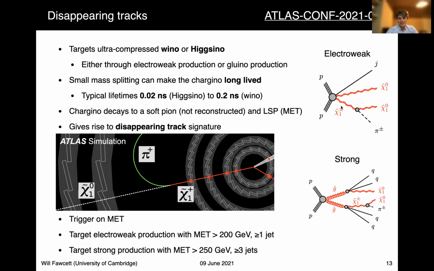This can lead to the case where the chargino is stable enough to traverse a few layers of the ATLAS inner detector before decaying into a soft pion and a neutralino. The soft pion has too little momentum to be reconstructed by ATLAS, and so this gives the signature of a track that just disappears.